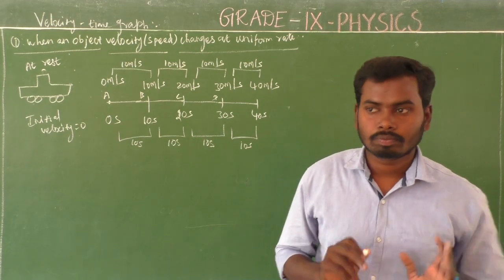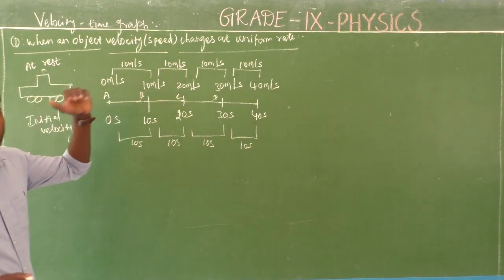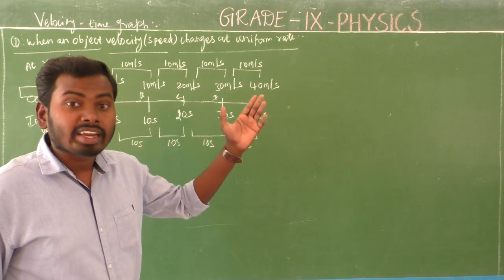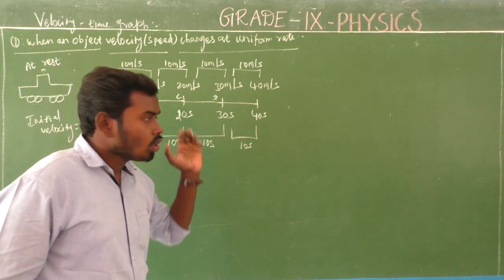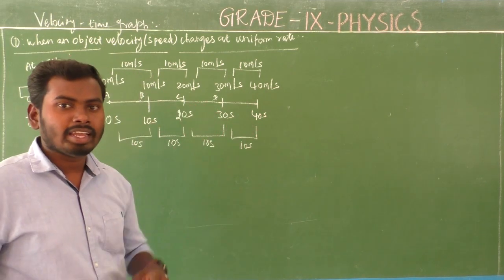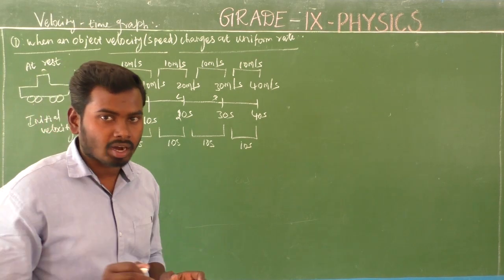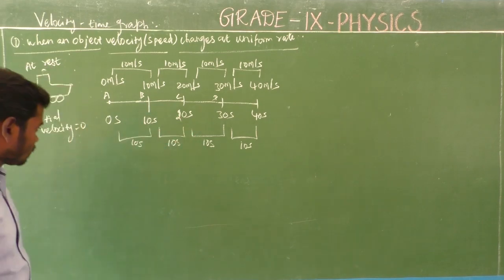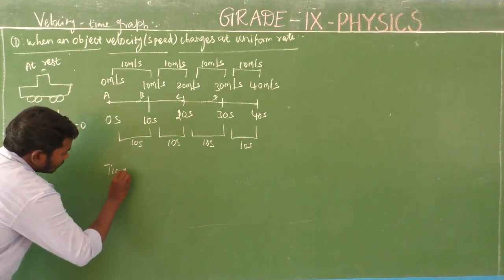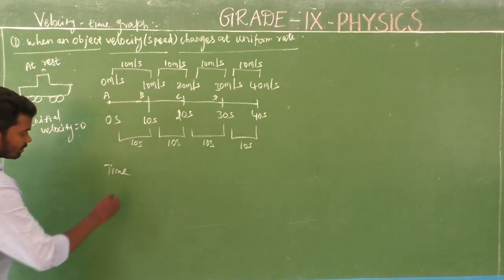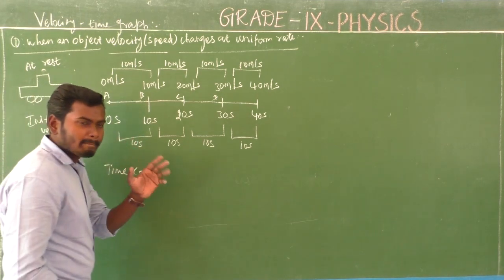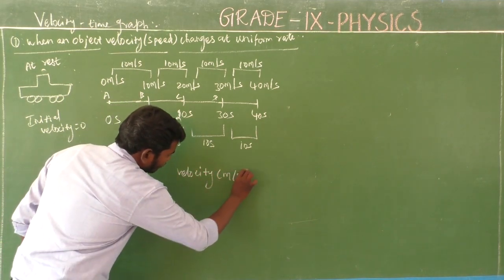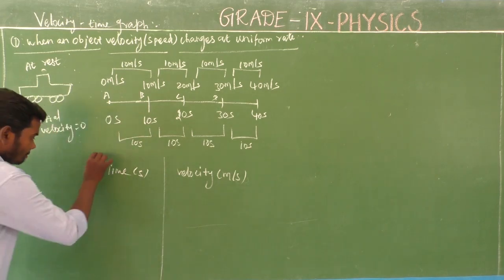Is it clear? Yes. So with the help of this information, make a table, because we need to draw a graph. To draw a graph, we need the data. Graph data. So with the help of this information, make a data table. Here time we have taken in seconds, and velocity in meters per second. So make a table like this.